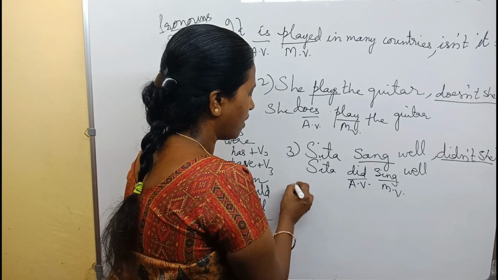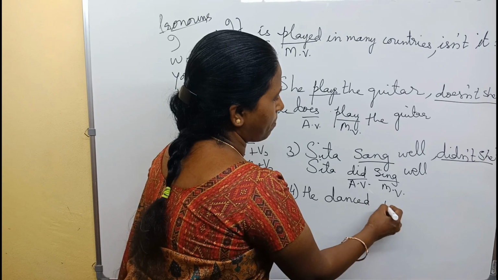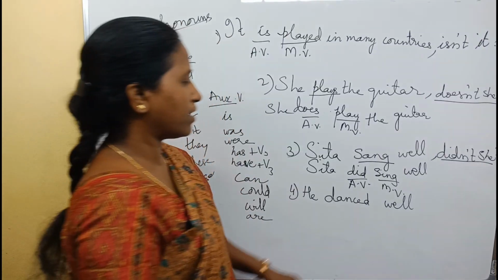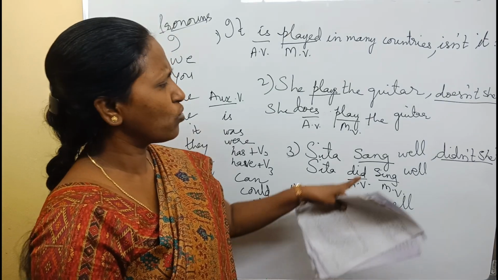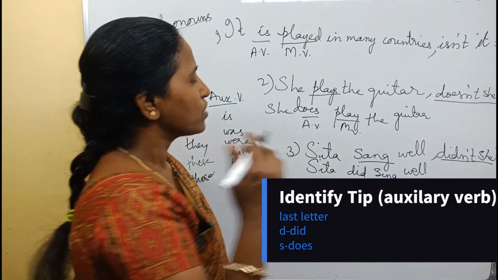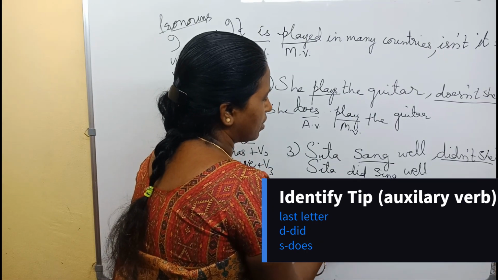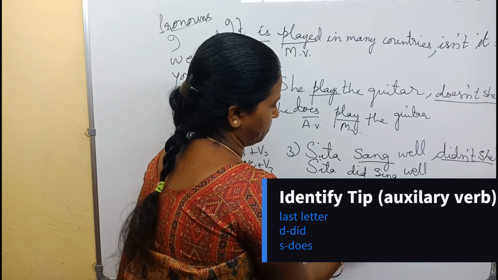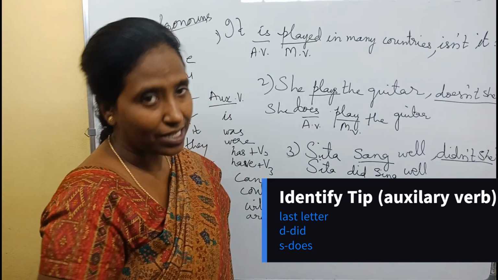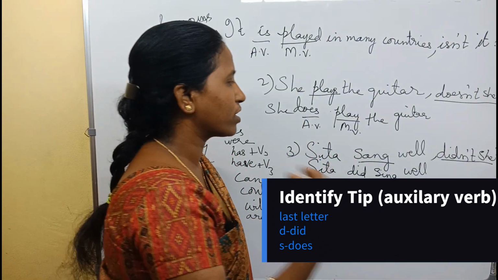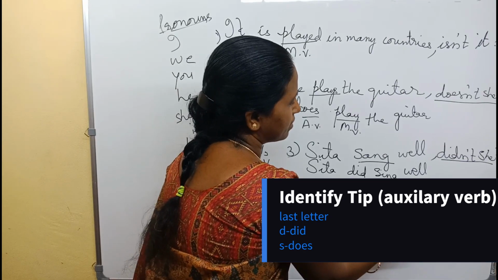For example, he danced well. Here he danced well. If you see, last letter is D. Okay, past tense generally it is D. Only for irregular verbs it is different. So how you can identify is, if the last letter is D, so the auxiliary verb is did. Okay. If it is S, then the auxiliary verb is does. This is just a code language. Okay, a shortcut way to remember. He danced well means he did dance well.